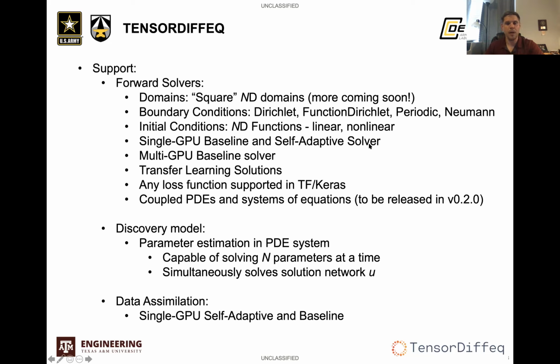So single GPU baseline is self-adaptive solving, multi-GPU baseline solving. The self-adaptive solving gets a little weird if you try to distribute across multiple GPUs. It's something I'm still working on. You can transfer learn using this. So you train a model, and then you kind of capture it. You can save it using model.save, and then you can re-import it and use it later, fine tune the weights. You change just maybe a parameter in the model, and you don't really want to retrain the whole thing. You can just save the weights, and then you can just fine tune it for your new parameter later on. So that's something pretty useful.